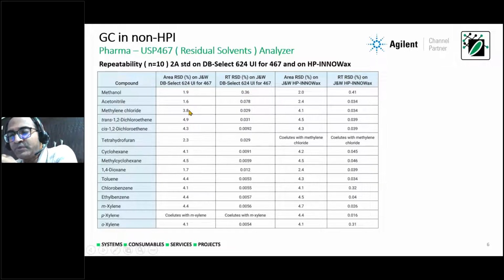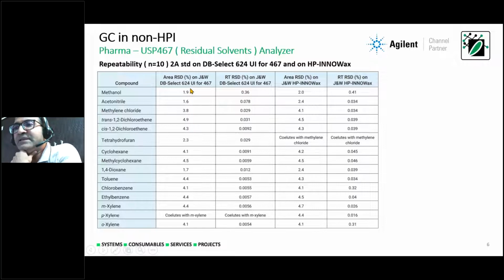If you come down into the 624 list, and you see the xylenes, the paraxylene coelutes with the metaxylene on the 624 column, whereas that same metaxylene and paraxylene separate very well on the Innovax column. So this is where the columns are really complementary to each other, and this is where that 2 FIDs hardware is really useful, because now we are able to separate all the required solvents and report all the required solvents as we need to.